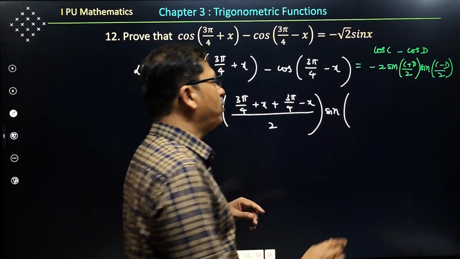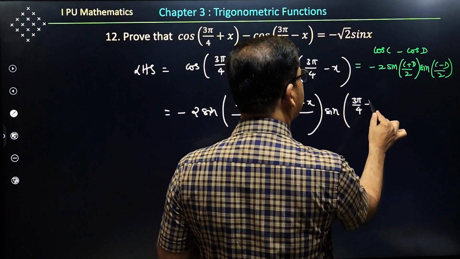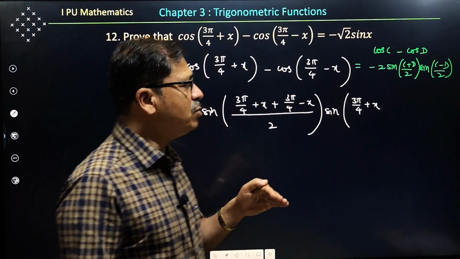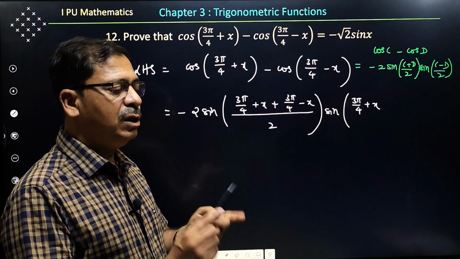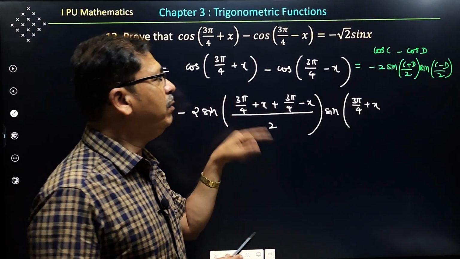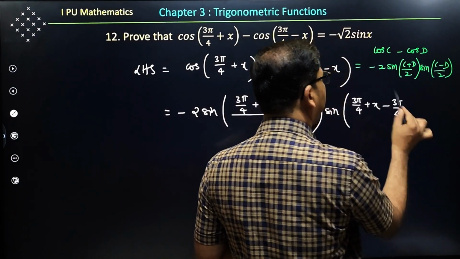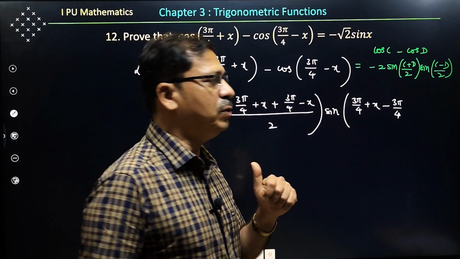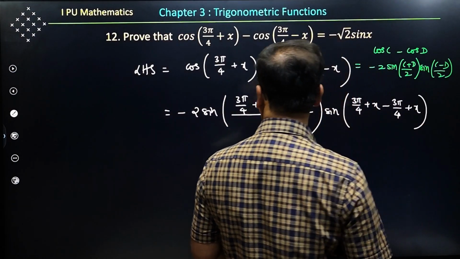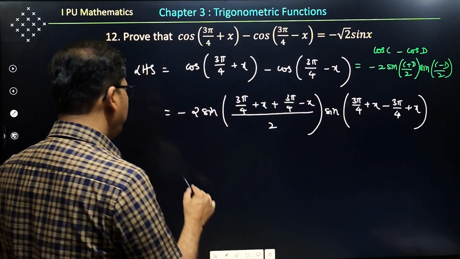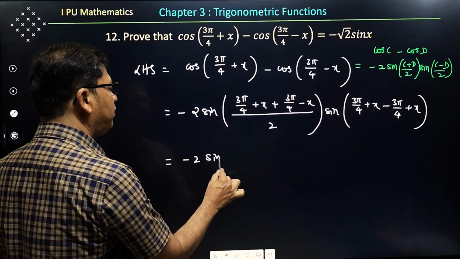Minus 2 into sine of (C plus D) divided by 2 into sine of (C minus D) divided by 2. C is 3 pi by 4 plus x. Okay. Minus sign is to be applied to 3 pi by 4 minus x. After applying the negative sign, the terms will change their sign. 3 pi by 4 becomes minus 3 pi by 4 and minus x becomes plus x. That is to be noted here. Minus x becomes plus x here. Okay. Now let us simplify this. So what happens? Minus 2 as it is into sine of.